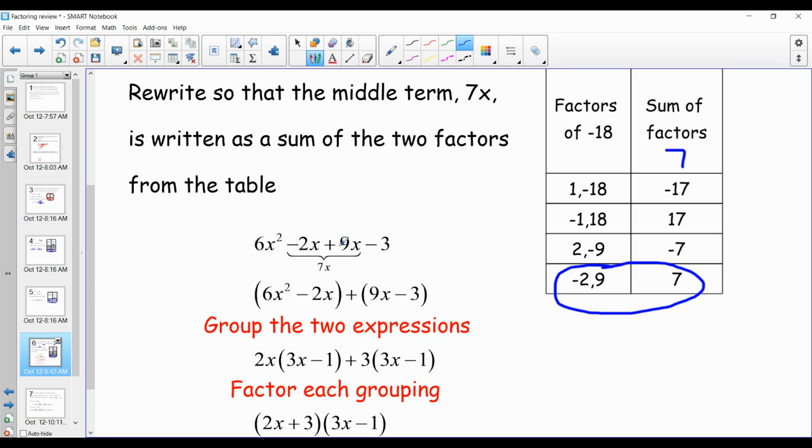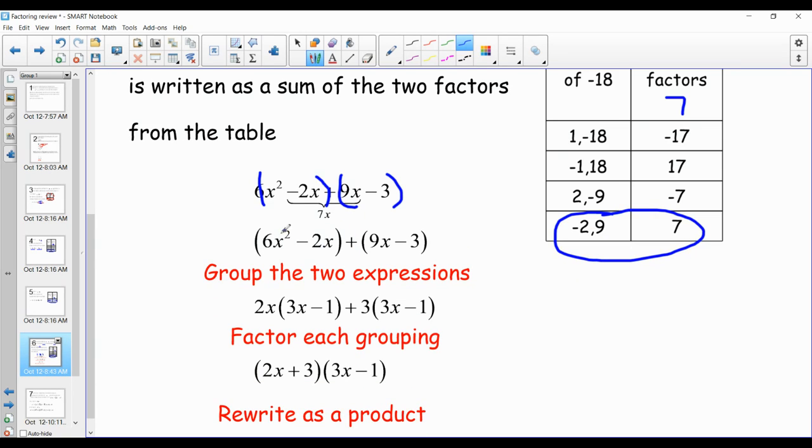So instead of writing it out with the 7x, I'm going to take those two factors I found and put them in the middle. Now I'm going to group those two expressions together. All I'm doing is putting parentheses around the first two terms and around the last two terms. That's what this expression is. I'm going to group those together. It's still plus.